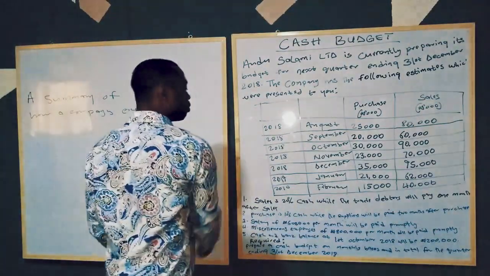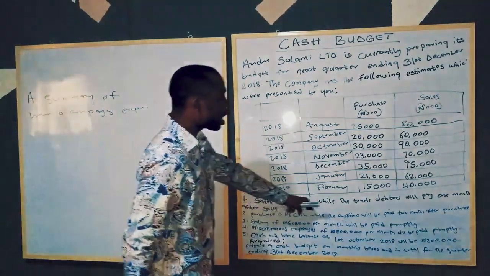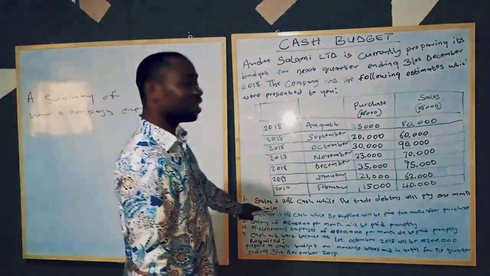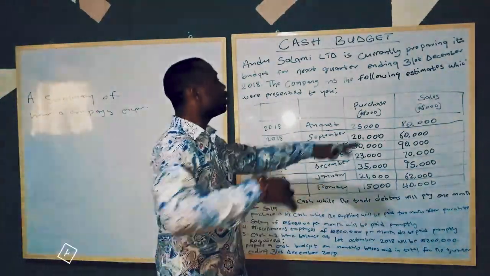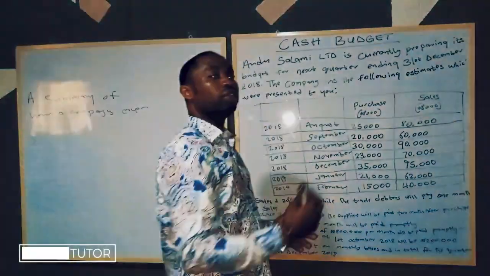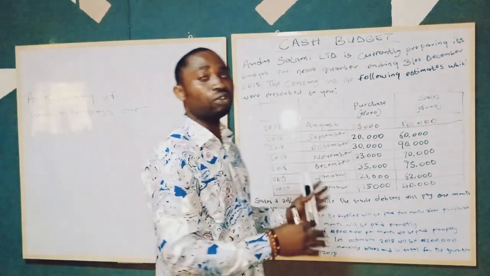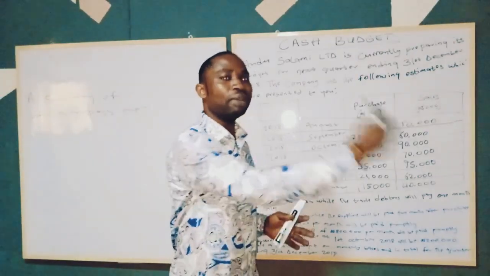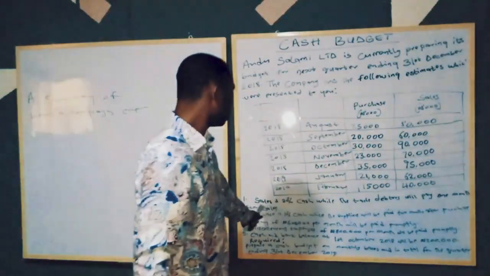Then the additional information says, one, sales is 20% cash, while the trade debtors will pay 1 month after sales. That is, when the customer buys goods from them, they will pay 20% of the amount of the goods, then the remaining 80% will be paid a month after they purchase the goods. That is what number one is saying.